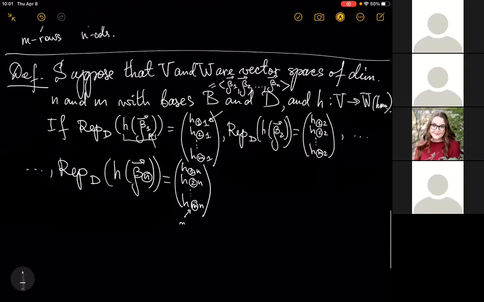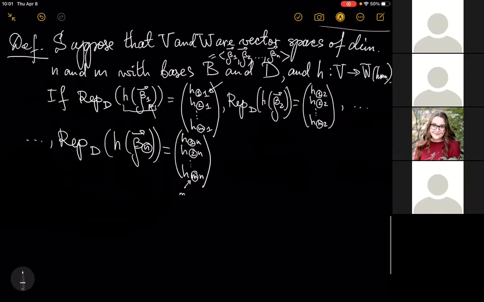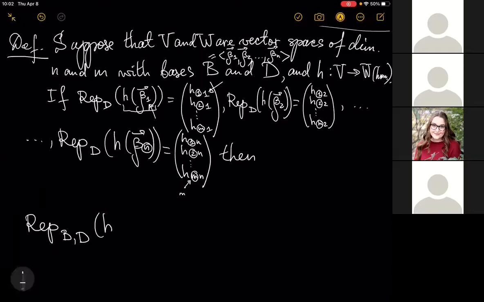Okay. So if we know these representations, then the representation with respect to the bases B and D of the homomorphism is the matrix representation. So pay attention here. I'm just saying that this is a matrix representation. I just introduce it as the definition.